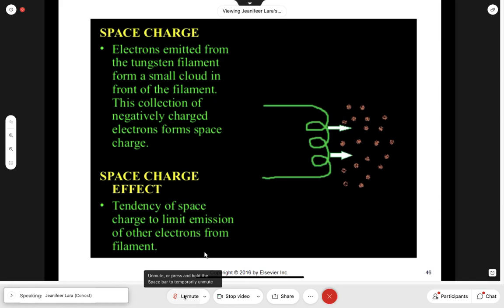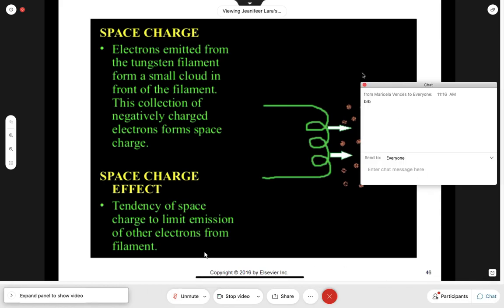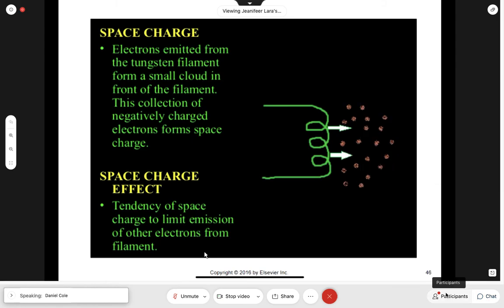Arisella, did you have something? Okay, does everybody understand what space charge is? So that's a new language, right? What is space charge? Daniel, in your own words. It's a cloud of electrons. Where do these electrons come from? From the filament. Okay, what process is happening, Luke, from the filament to create this space cloud? It's heating up and it's boiling off the electrons. What is that called?